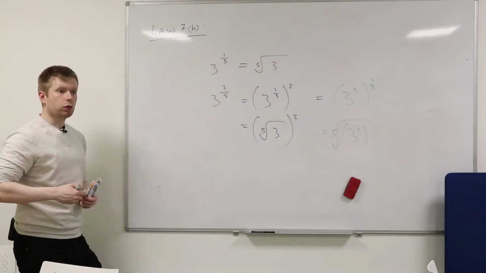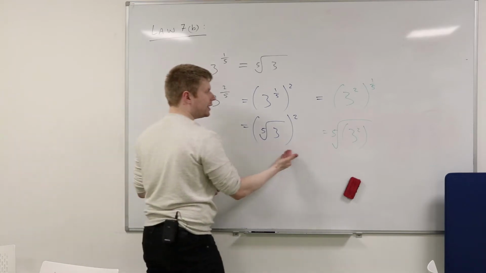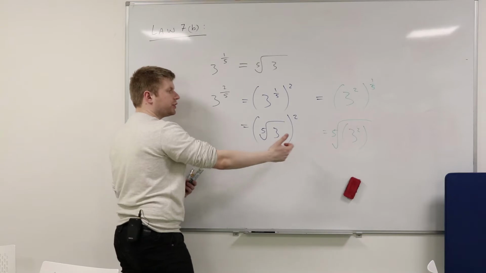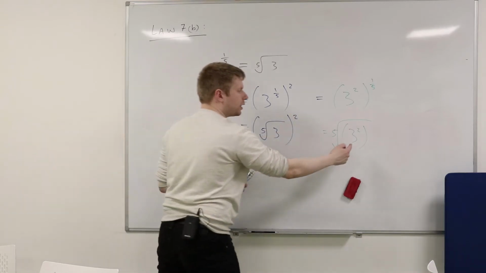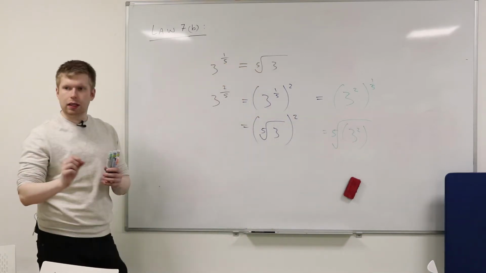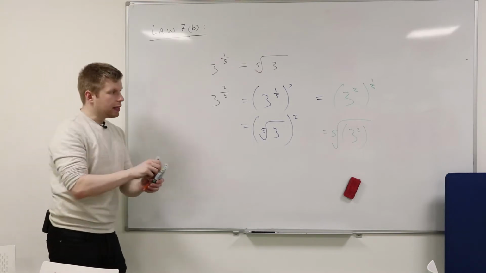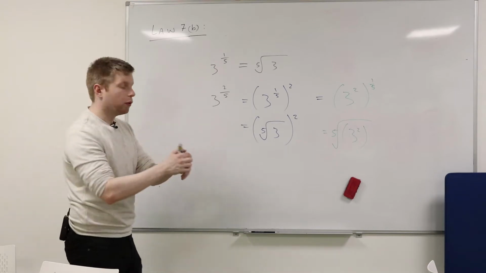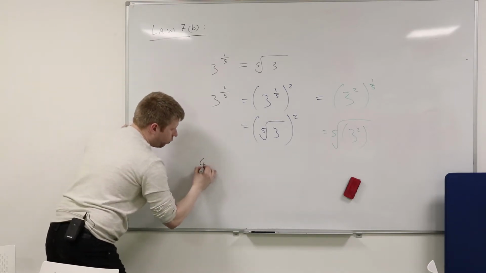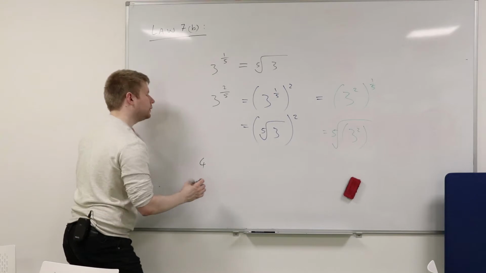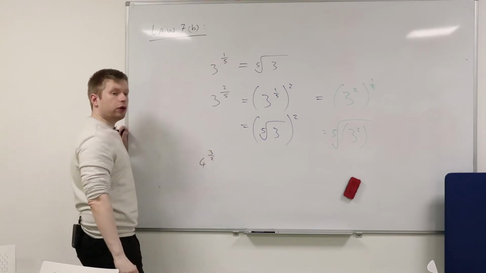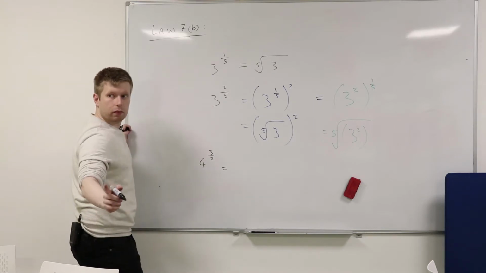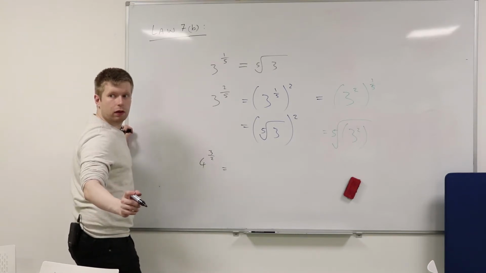Okay? So what I'm trying to say, it doesn't matter which order you do. Whether you take the root first, then leave the power, or whether you take the power first, then take the root. It doesn't matter which order. And sometimes, well, either order can be useful. For example, if I take 4 to the power of 3/2, what would this be equal to?